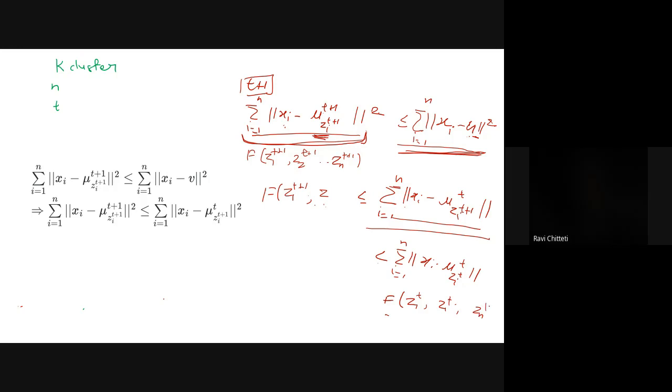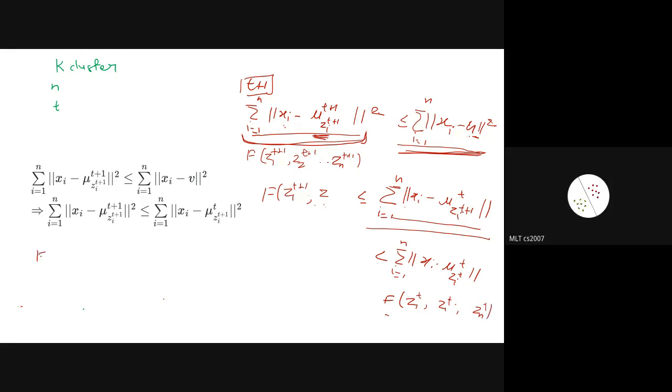Okay. So I have found that the objective function at t plus one iteration is strictly less than the objective function value at tth iteration. What does it mean? That every time when reassignment happens, my objective function value decreases. Yep. Is that line clear? That statement is clear or not? That every time when reassignment happens, the objective function value strictly decreases.